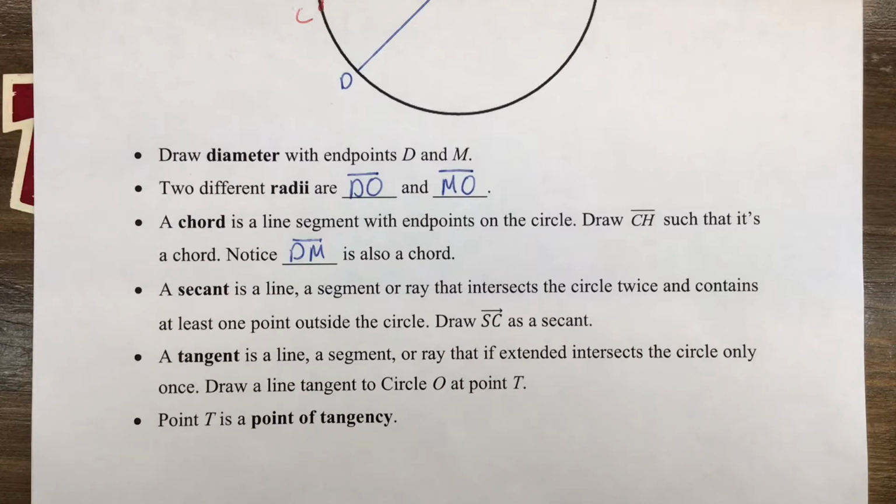I've got a few more terms to identify. What we'll go ahead and do is read the definitions that go with them, then I'll move back up to the picture and show you what those look like. First, we have a secant. A secant is a line, segment, or ray.